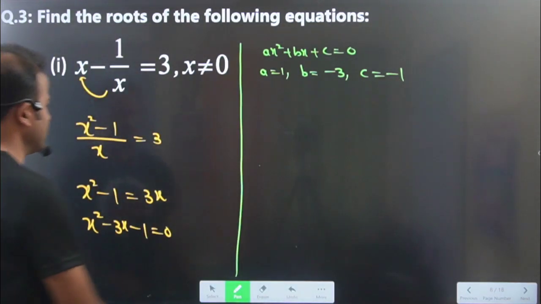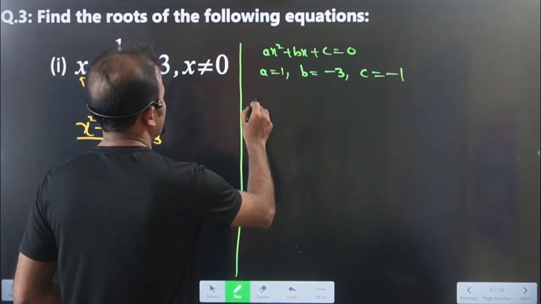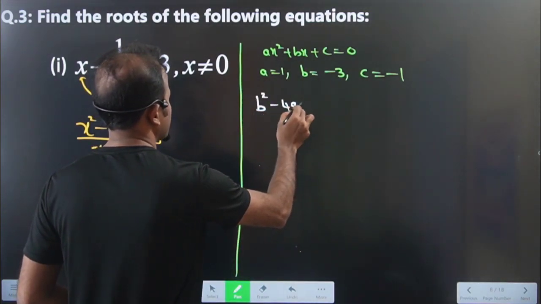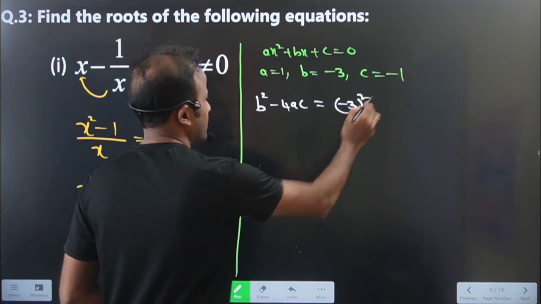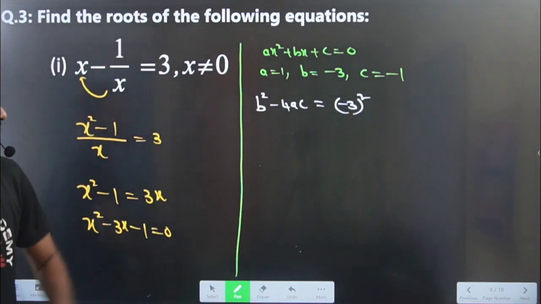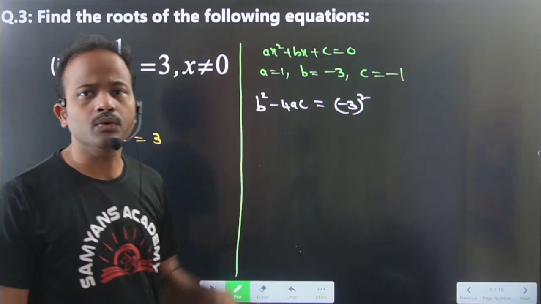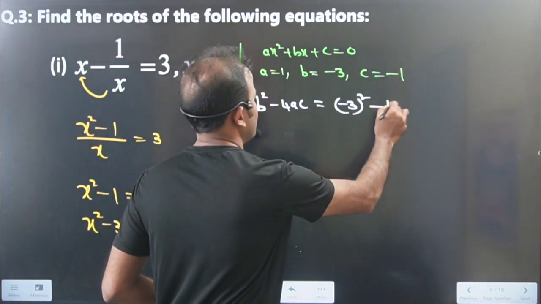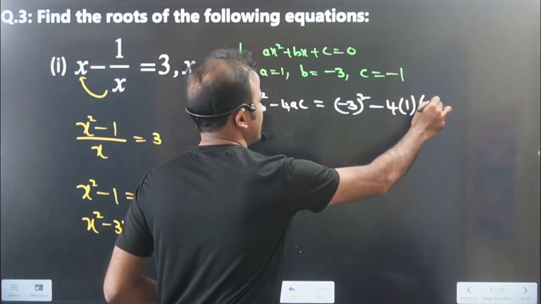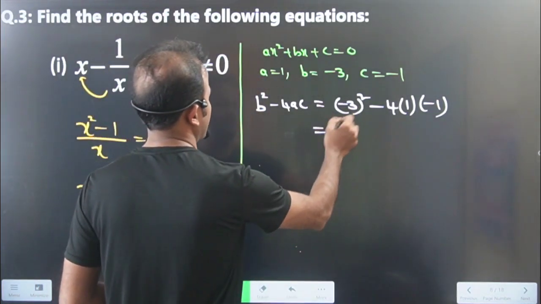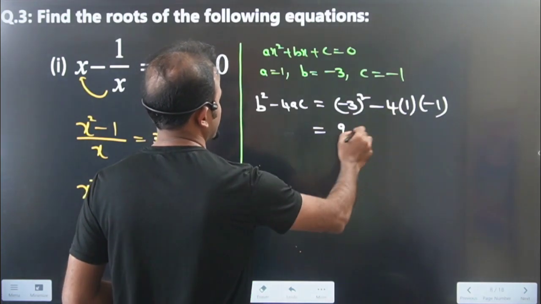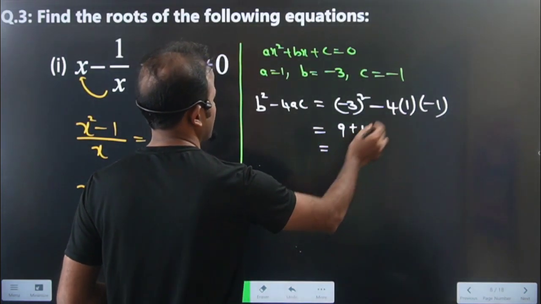Now check the discriminant value by using the formula b square minus 4ac. b square means minus 3 square, minus 4 into a into c, minus 4 into a value 1, here c value is minus 1. Is it clear? Next, minus 3 square is 9, minus into minus is plus, so 9 plus 4.